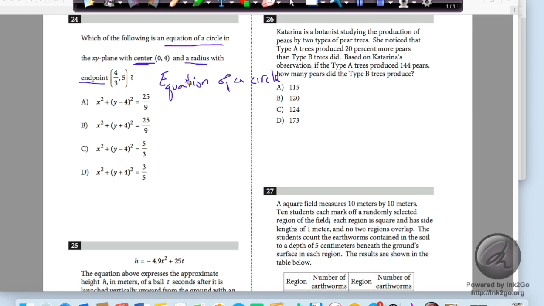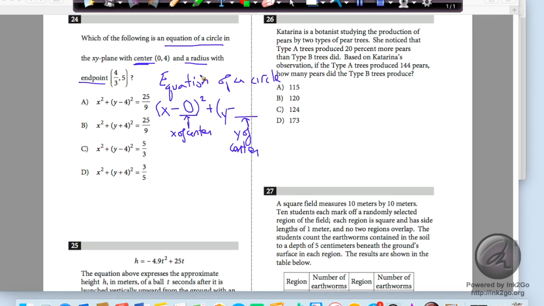This particular equation is going to be written as x minus, and the value that goes inside here is going to be the x of the center. In this case, the x of the center is going to be 0. So the x of the center goes here, and this is going to be squared. And then plus your y minus, and here is going to be your y of the center.